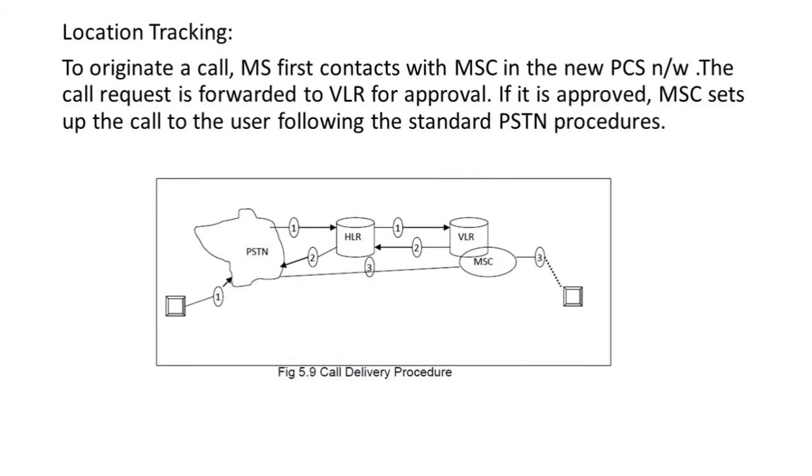We move on to the next topic, that is location tracking when you are in the roaming position. What happens during location tracking? To originate a call, the MS first contacts the MSC in the new PCS network. The call request is forwarded to the VLR for approval. If it is approved, the MSC sets up the call to the user following the standard PSTN procedure. You can see in the diagram here, the call delivery procedure has been explained.